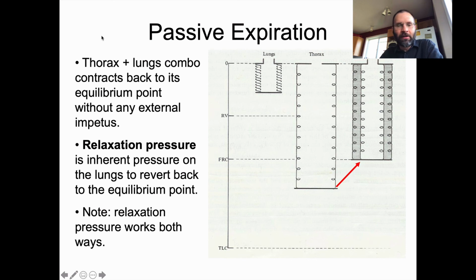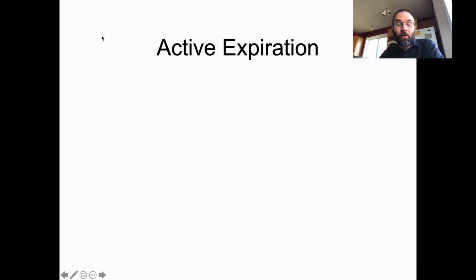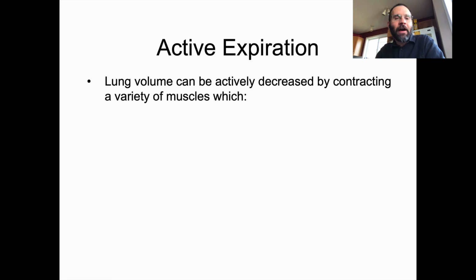It's just not normally how we breathe, right? We could do it though. If I want to actively expire, if I want to actively breathe out, then I have to get a variety of different muscles involved to make it happen.